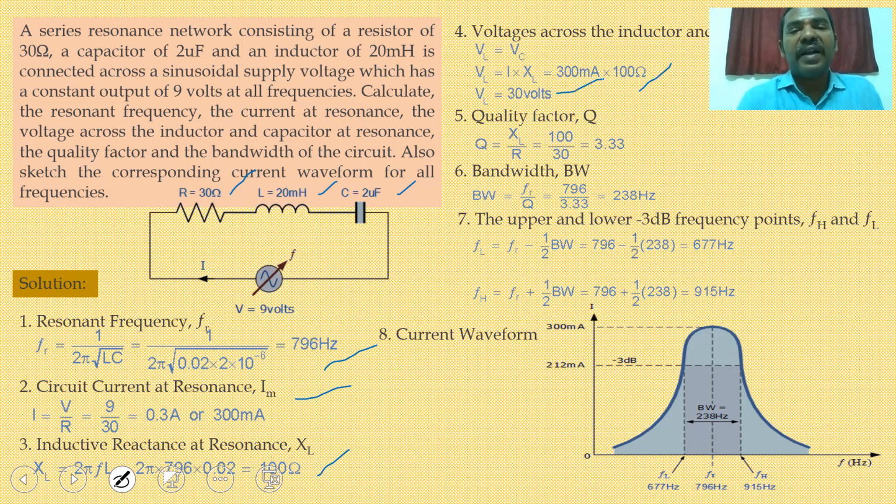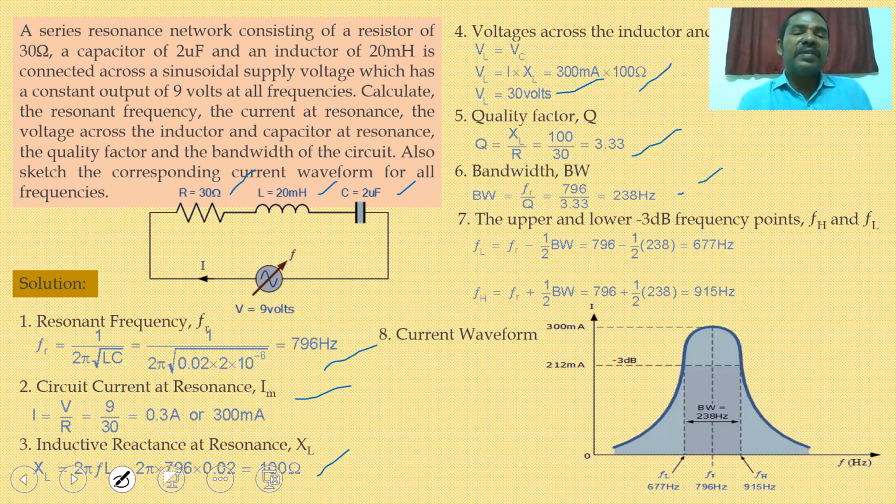30 volts you can get. Okay. Then quality factor Q is equal to XL by R. So 100 divided by 30, so you can get 3.33. Then the bandwidth is omega naught by Q. So 796 divided by 3.333, so you can get 238 hertz.